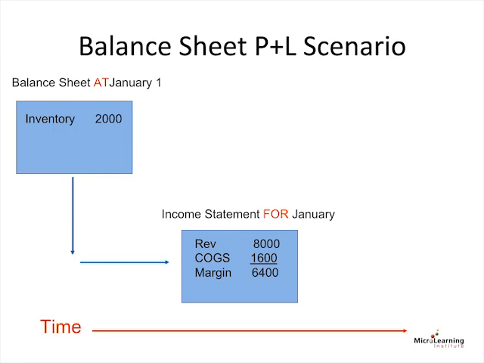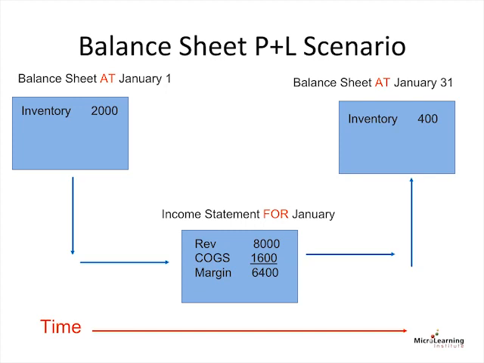The cost of 800 units is calculated by multiplying the unit cost of $2 by 800. Total cost of goods sold is $1,600. Profit and loss profit is calculated from the difference between the revenue earned and the cost of goods sold. Thus, profit is $6,400. This is referred to as gross profit. In our example, we do not consider any further expenses.